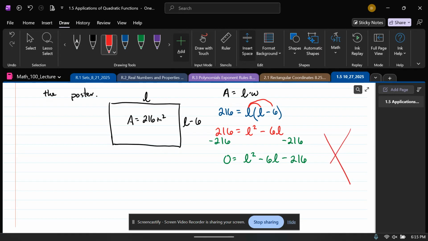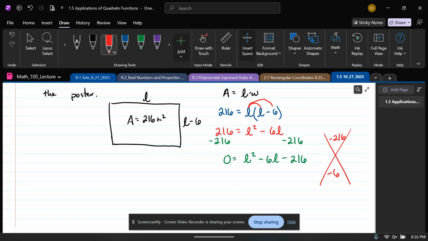So I'm going to do the X method here. What goes on the top of my X? Try again. Negative 216. That negative sign is going to be very important. And then on the bottom of the X, negative 6. Okay, so I'm looking for things that multiply to be 216 or negative 216 and add to be negative 6. So that tells me that one of them is going to be positive, one's going to be negative.